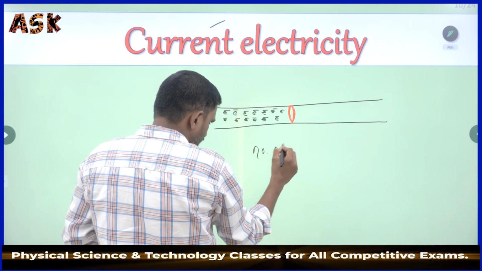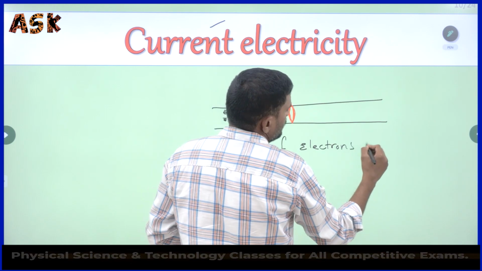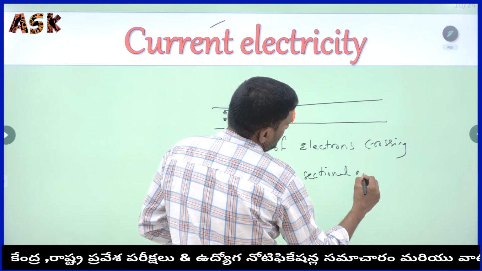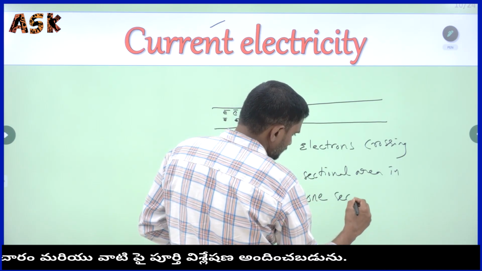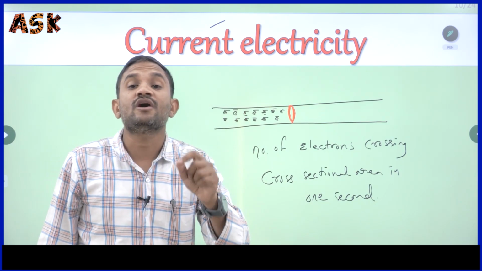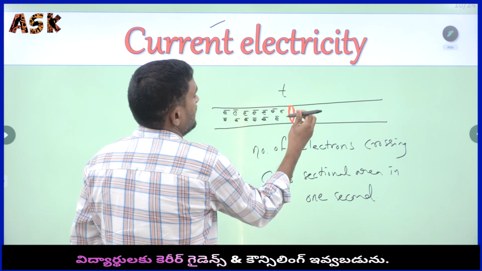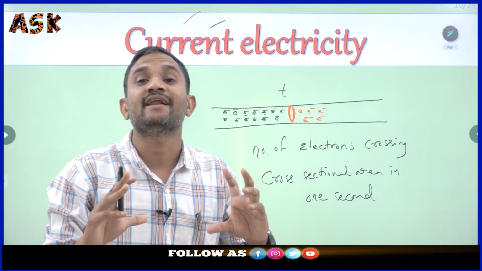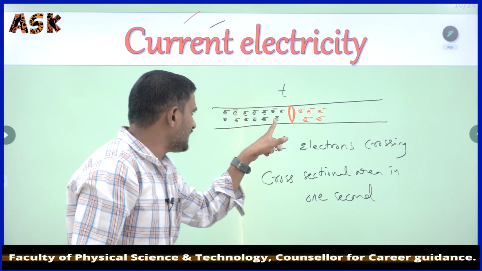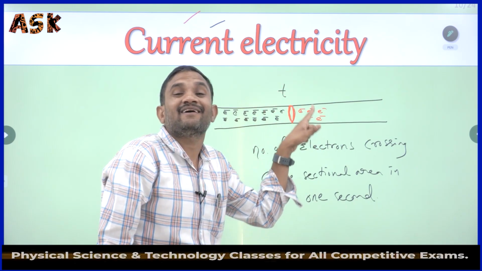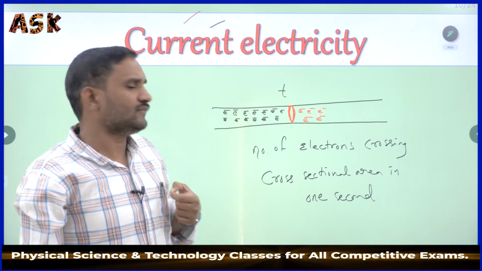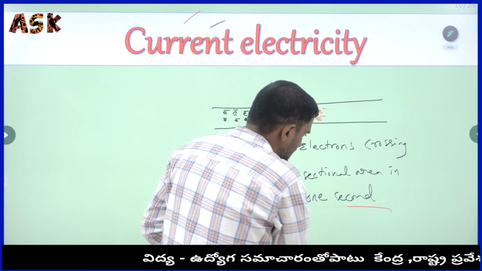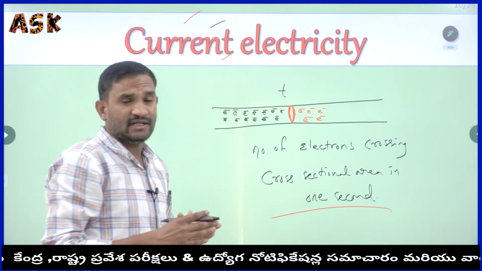Yes, simply the number of electrons crossing the cross-sectional area in 1 second. In 1 second, how many electrons are crossing this cross-sectional area? That we have to consider as current electricity, otherwise electrical current. See here, so many electrons are here, but only some of the electrons cross the cross-sectional area. It means simply that the number of electrons crossing the cross-sectional area in 1 second is known as current electricity, otherwise electric current.